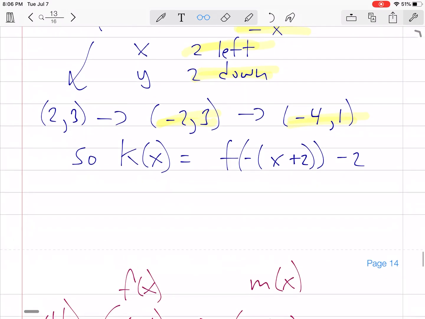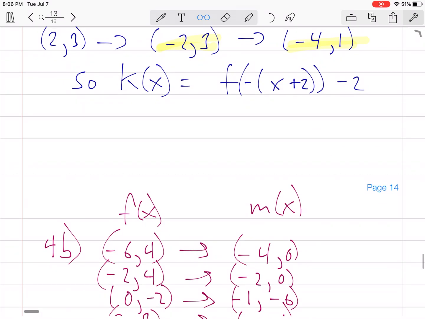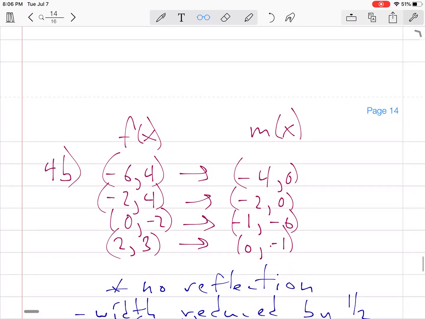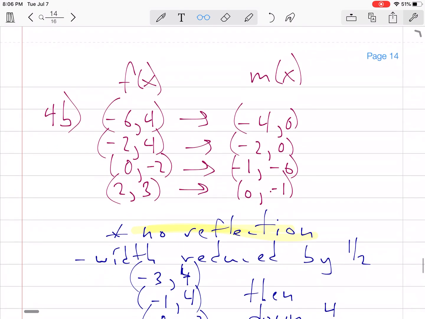Okay, let's look at the next one, 4b. Same thing. We take the original coordinates, the same ones for f(x), and there are the transformed corresponding coordinates. The orientation of the two is the same, so that tells you there's no reflection occurring. We don't have to worry about a negative. Just from visual inspection, you can see that the width of the m(x) function is half, so it's been compressed.